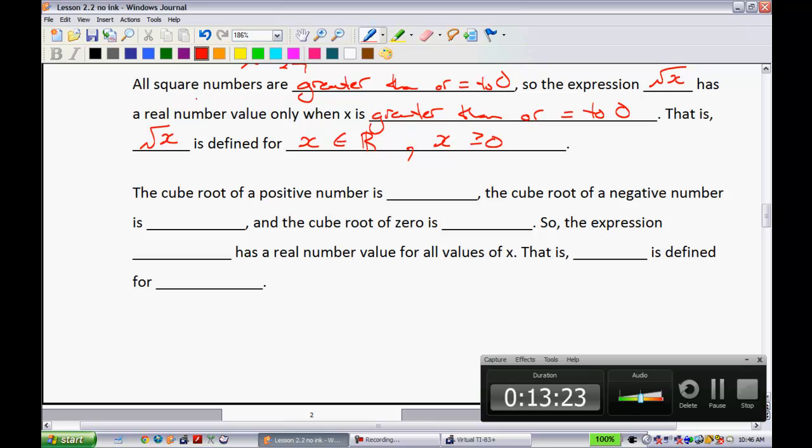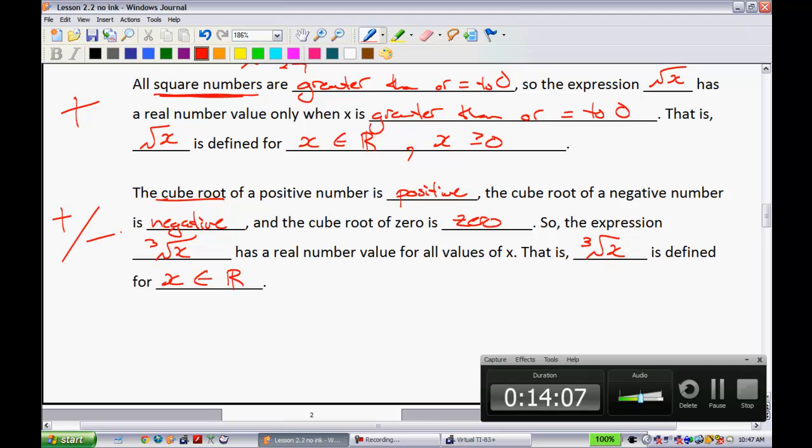It also has a cube root rule. So we had the square root rule number 1, now we can deal with the cube roots. A cube root of a positive number is positive. The cube root of a negative number is negative. So we dealt with one before. For instance, the cube root of negative 8 was negative 2. And we can go the third step and say the cube root of 0 is, of course, 0. So the expression, the cube root of x, has a real number value for all values of x. That is, the cube root of x is defined for x is a member of the reals. So the difference between these two is when we have square roots, we know that they have to be positive. For these ones, they can possibly be positive or negative.